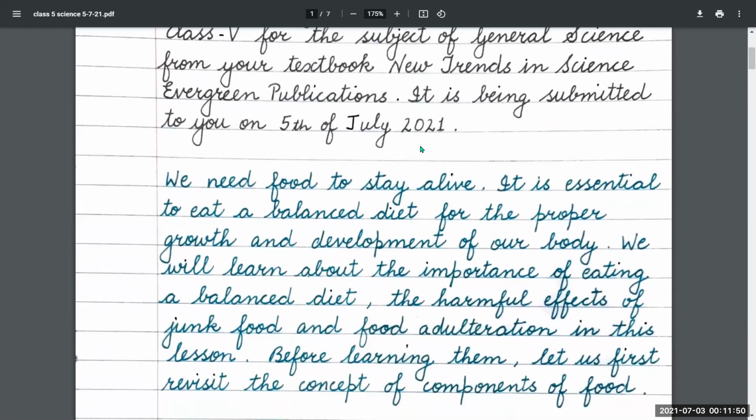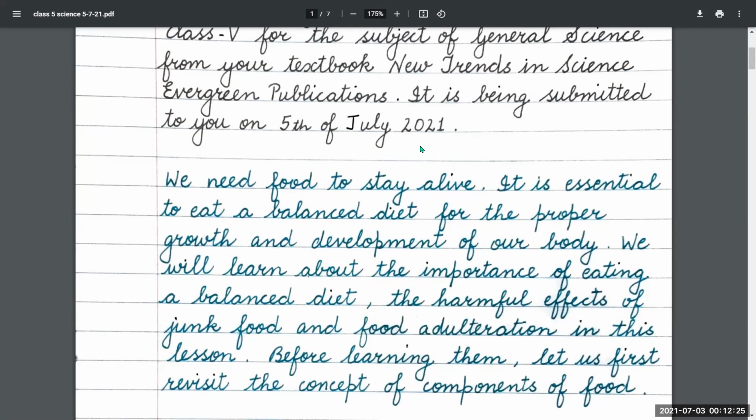Eat food to stay alive. It is essential to eat a balanced diet for the proper growth and development of our body. We will learn about the importance of eating a balanced diet, the harmful effects of junk food, and food adulteration in this lesson.